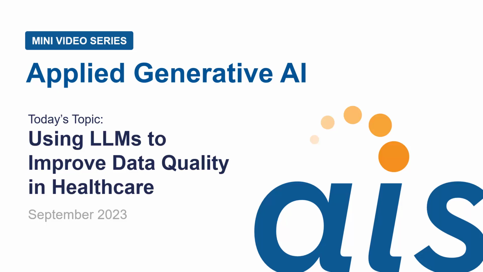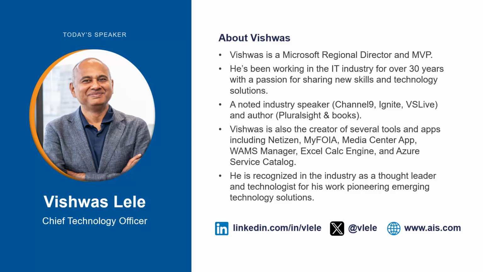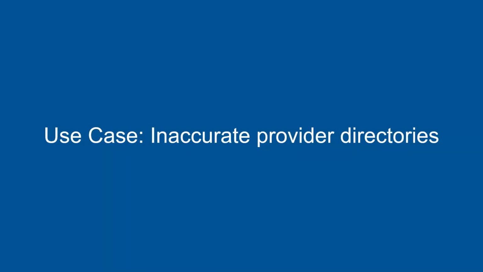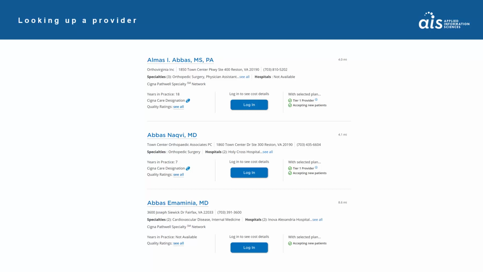In this video, we're going to be talking about using LLMs to improve data quality in healthcare. My name is Vishwas Lele, and I'm going to be talking about a use case that pertains to inaccurate provider directories. So when patients need care, they search through a provider directory provided by their insurance provider. They want to find someone in the network or their healthcare plan that can provide them the medical service they need. These directories, and let me show you an example, allow you to select a provider. Typically you go to your insurance website and you look for providers and you look for information such as the name, their address, their phone number, their affiliation, etc.